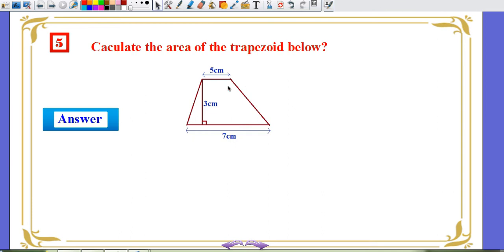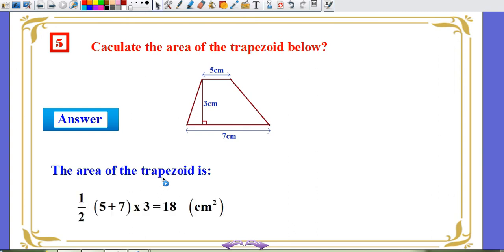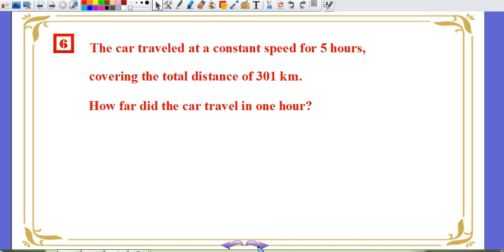In our exercise, the small base is 5, the big base is 7 and the height is 3. So the area of the trapezoid will be half of the total of 5 and 7 multiplied by 3, and the result is 18 centimeters squared. Notice the square unit. We continue to exercise number 6.